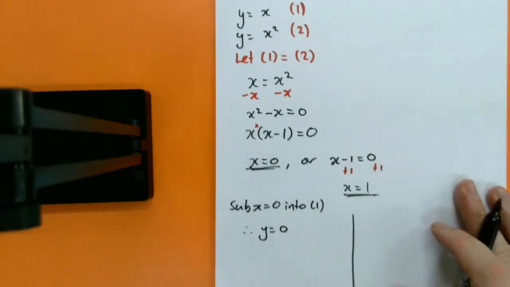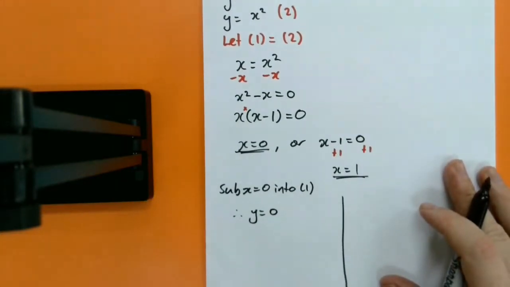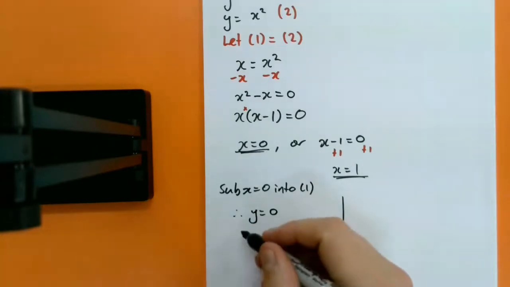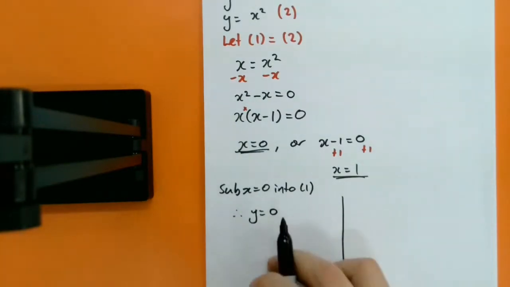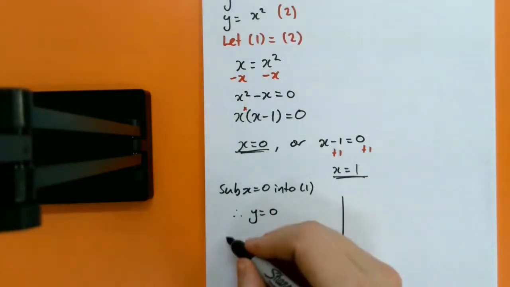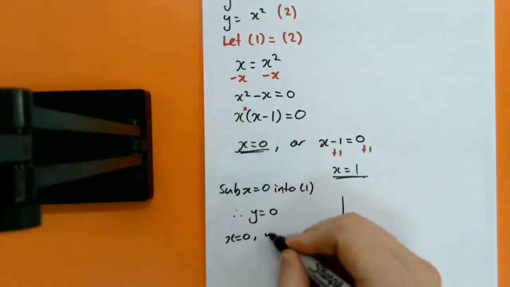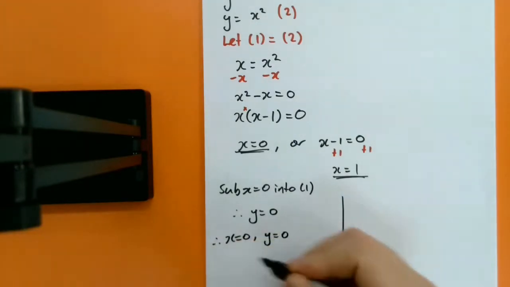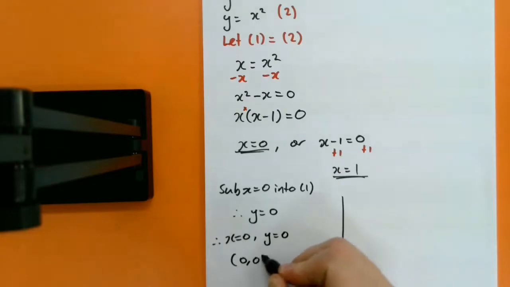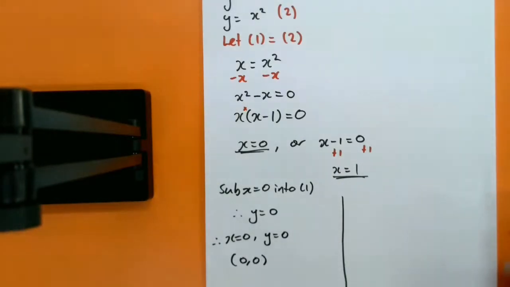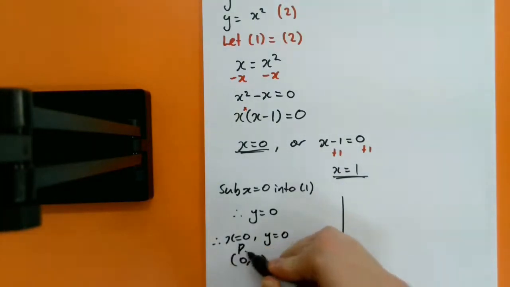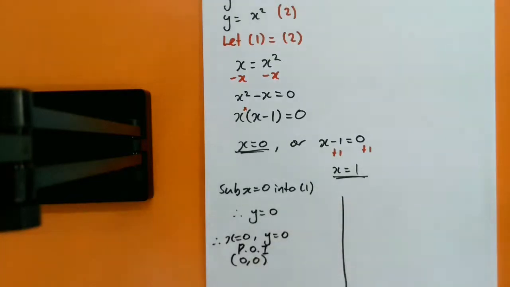Okay, so let me just come down a little bit so you can see what we're doing. Now we have y is equal to 0. That means we have a coordinate pair, a point of intersection at x equals 0 and y equals 0. So as a coordinate pair, that is equal to (0, 0). That's our point of intersection. P.O.I. for point of intersection.